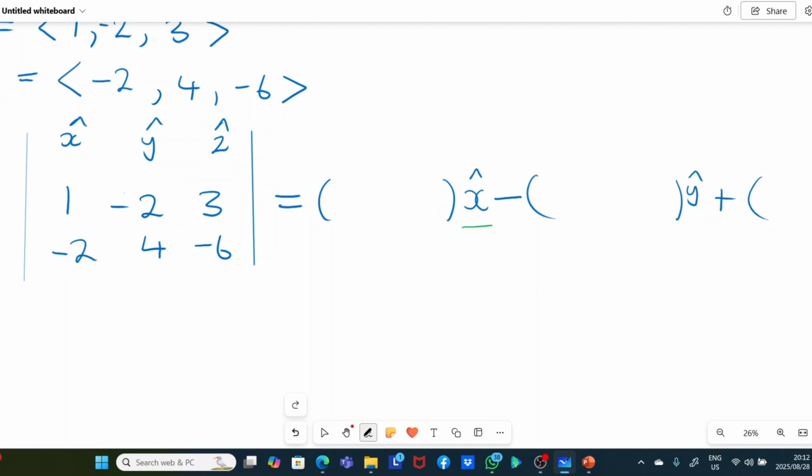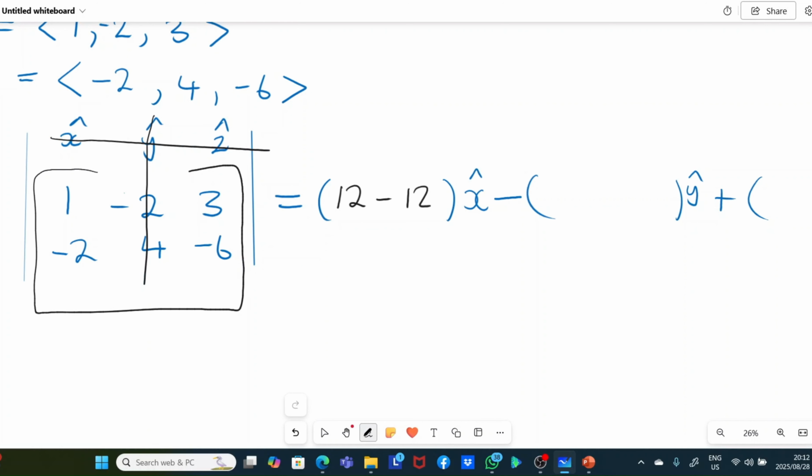So let's write the answer that we just found. We get 12 minus 12, as we have seen. The next one is in the y hat direction. For y, you hide this y and everything that is under y and beside y. You are left with these 4. So you're going to say minus 6 minus 3 times 2 there. What is that? You get minus 6 minus 6.